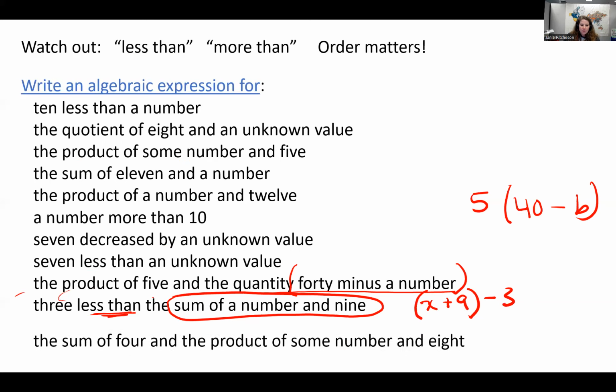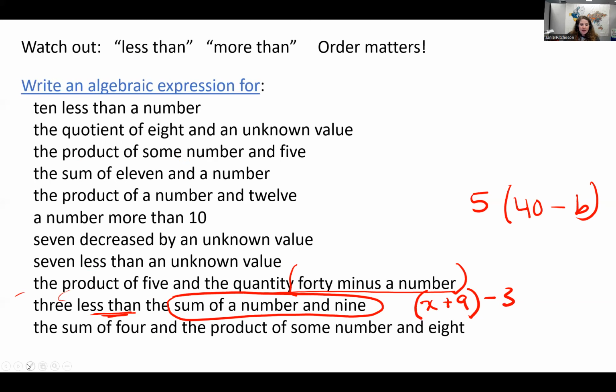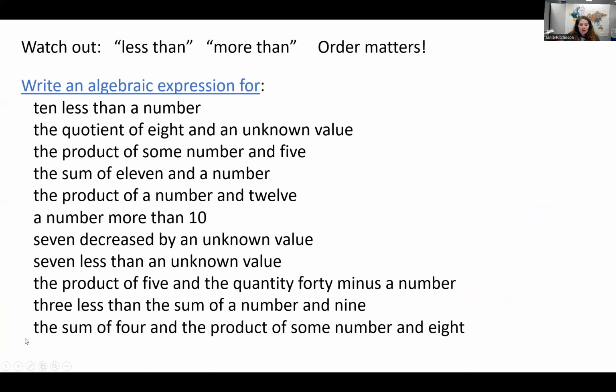The sum of 4 and the product of what? The product of some number and 8. So the sum of 4 and the product of some number and 8. That's what it looks like.